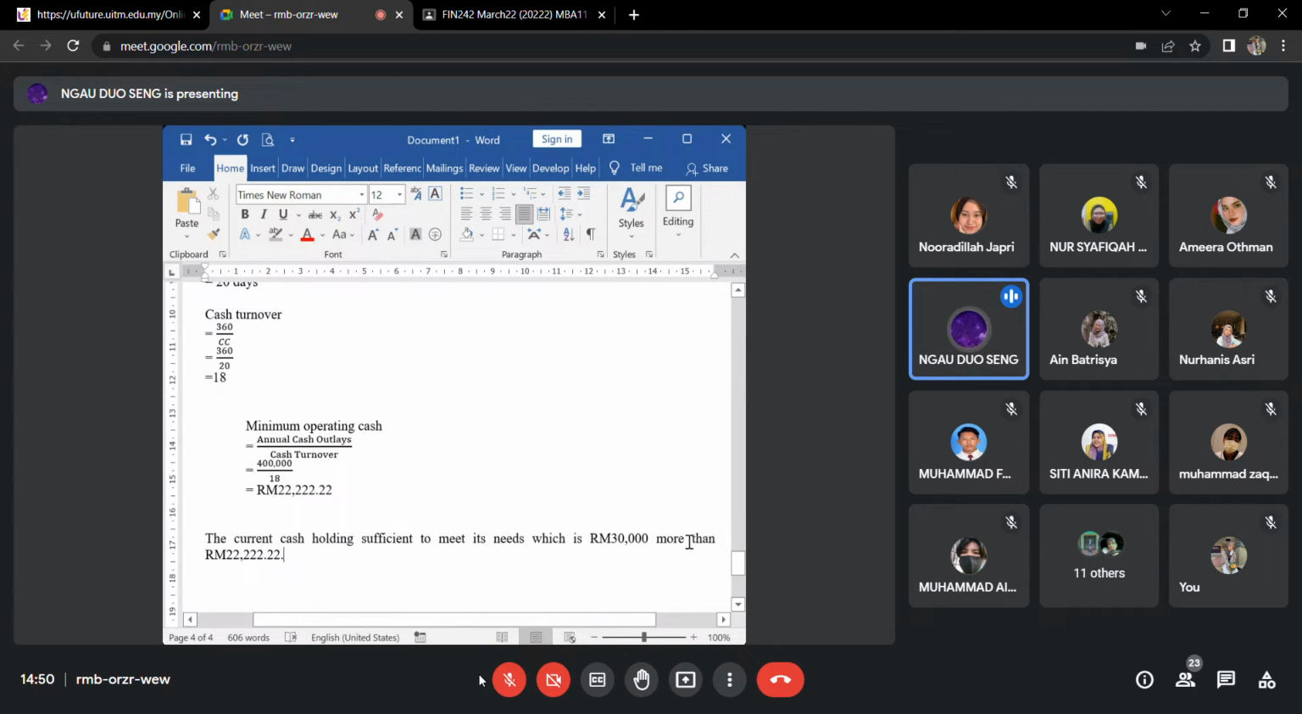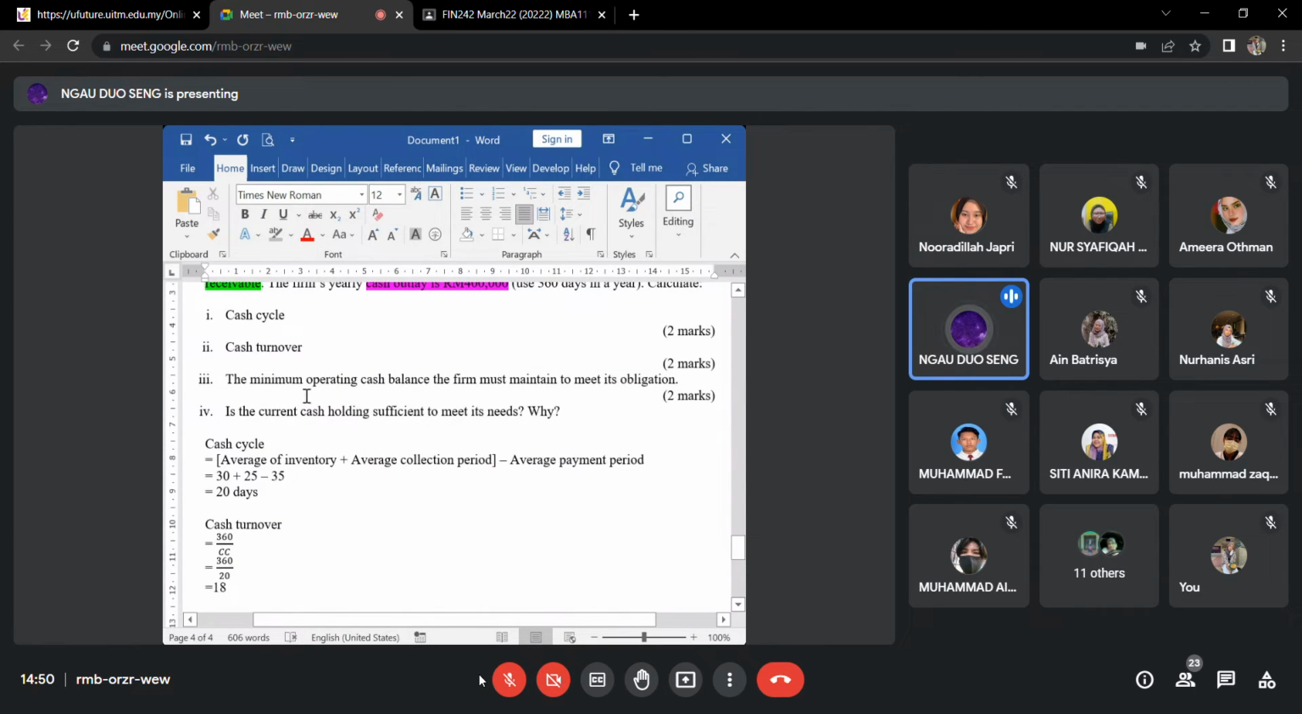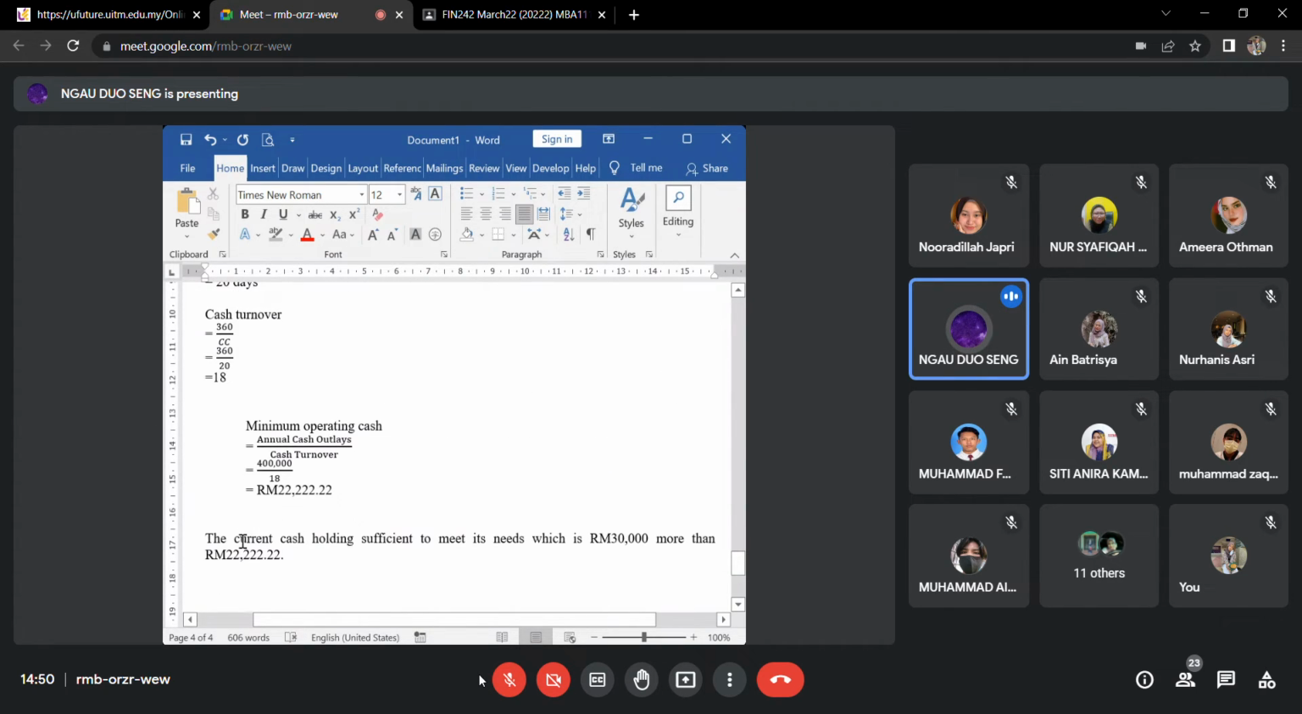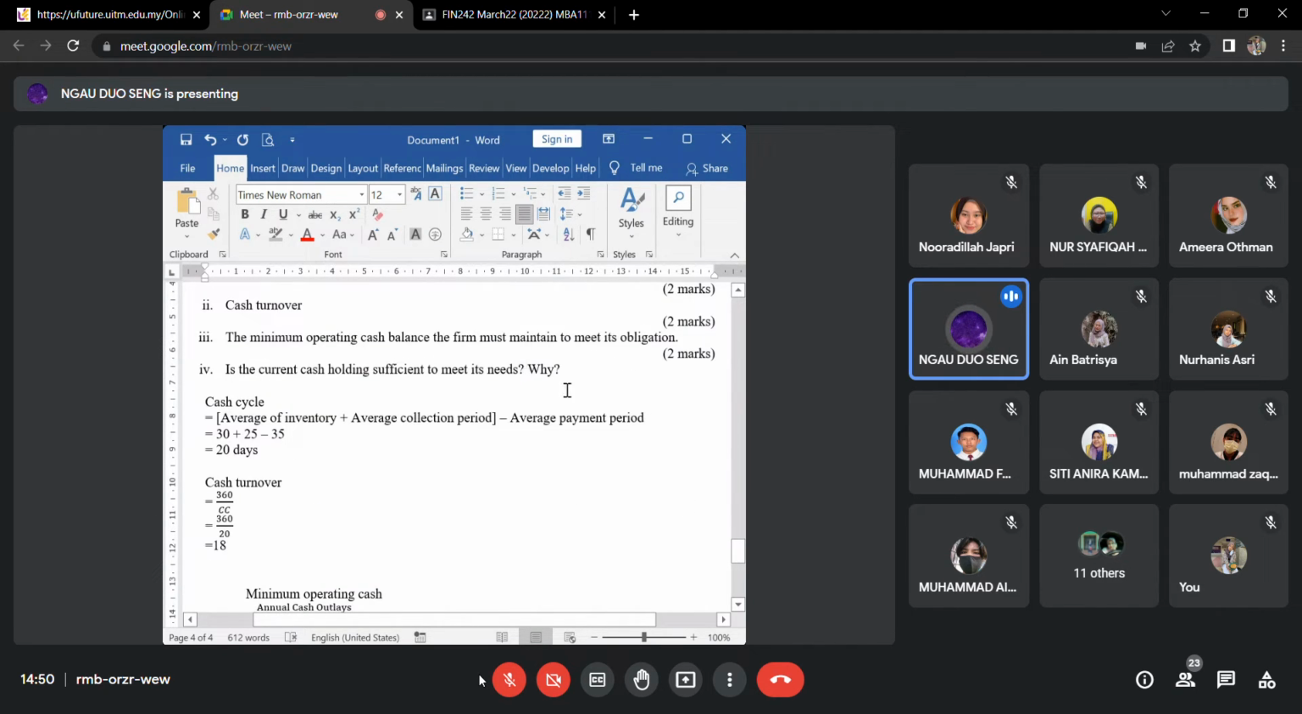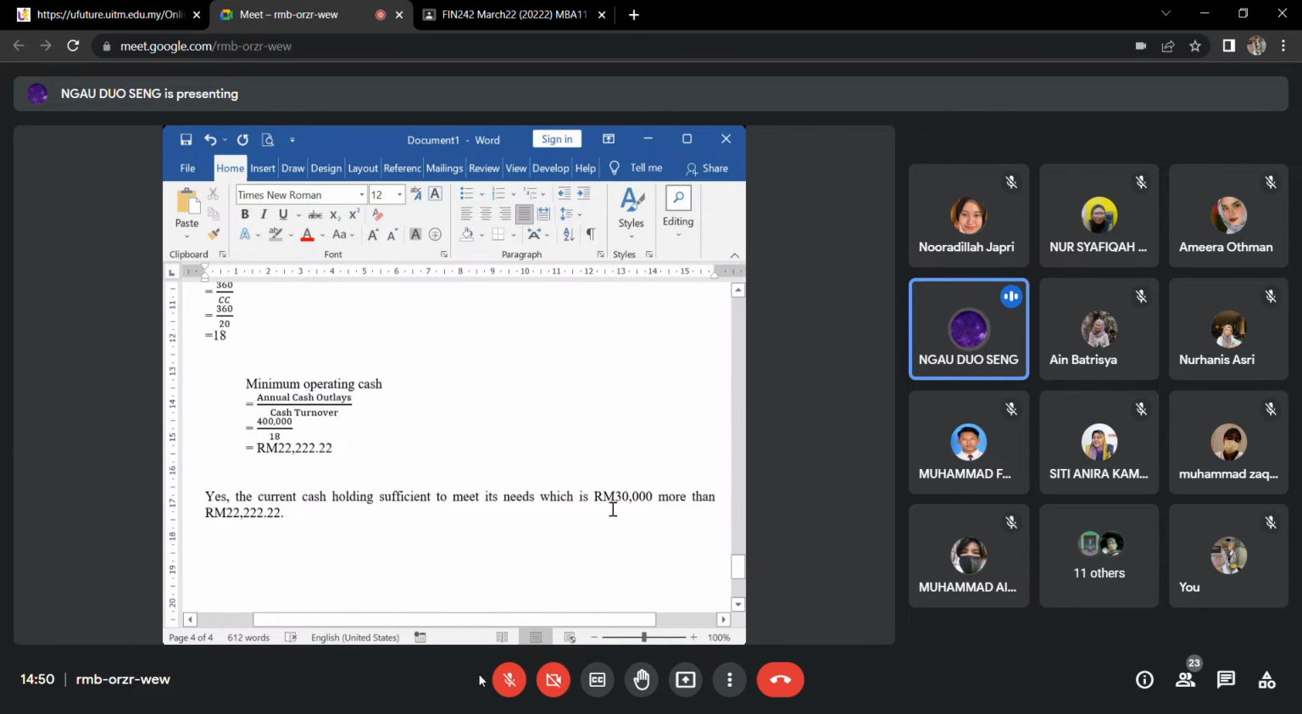This is the part where you need to give a reason. You cannot just say that the current holding is sufficient. If you answer yes, the current cash holding is sufficient, you have to give the reason because they ask why. So you need to write which is 30,000. The company is holding more than the 22,222.22. Right, this is how you answer the question.